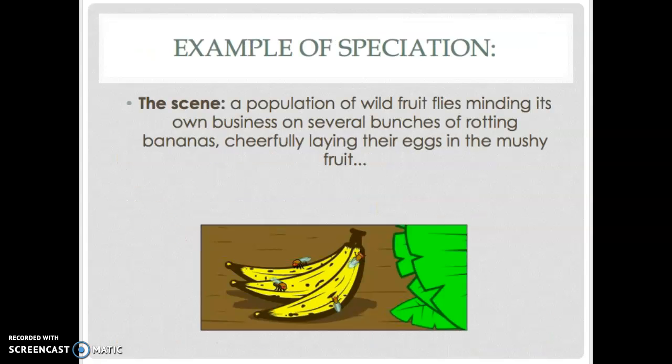Okay, so let's pretend that we have a population of wild fruit flies minding their own business on several bunches of rotting bananas, cheerfully laying their eggs in the mushy fruit. So take a close look at those fruit flies down here. We have certain coloring. We have wings. Notice their coloring matches what? You should all kind of notice that it's matching this ground, the background for them. So they're a little bit camouflaged. So they're just going about their business, reproducing.